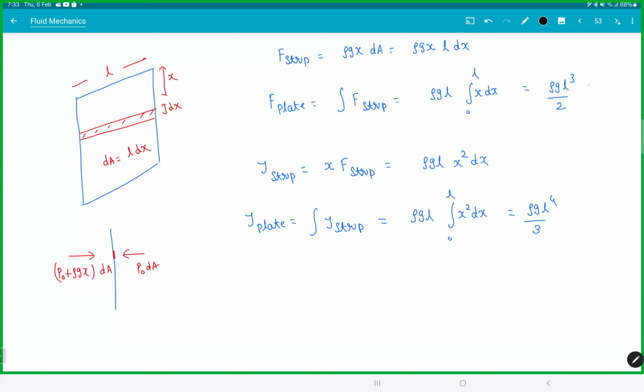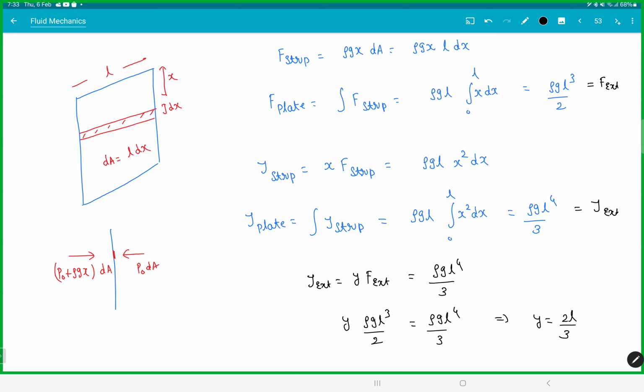Now for equilibrium, this must be equal to torque external. Torque external is nothing but y into F external, which is rho g L power 4 by 3. And F external is rho g L cube by 2. There, y is equal to 2L by 3. The force should not act in the middle, but actually a little below. Kind of makes sense because there is more force at the bottom, there is more torque.